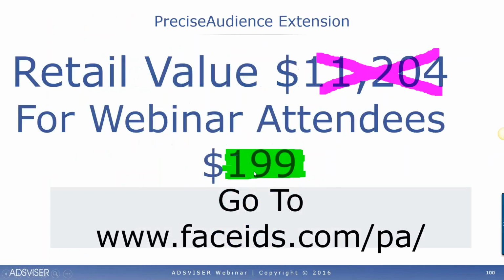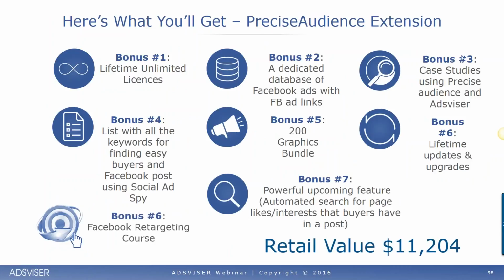So if we go to the bonuses that you guys want to know about, these are all the bonuses, guys, basically. It's kind of everything you need to set up a perfect ad campaign. We're going to give you unlimited licenses to Precise Audience. You get a dedicated database of Facebook ads and links, which you can actually use to spy on and borrow, as we say. We've got case studies as well using Precise Audience and Adsviser, which can show you how to combine the two to borrow and use for your marketing campaign.